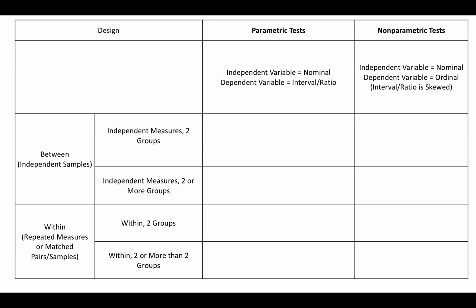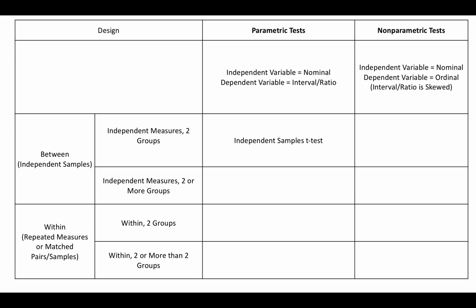So just to review, with all of the parametric statistics that we've covered in this class, our independent variable was measured on a nominal scale and our dependent variable was measured on an interval or ratio scale. The four tests that we are going to discuss in this video are important because we're going to be talking about their non-parametric alternatives. So let's start with the first test, our independent samples t-test.